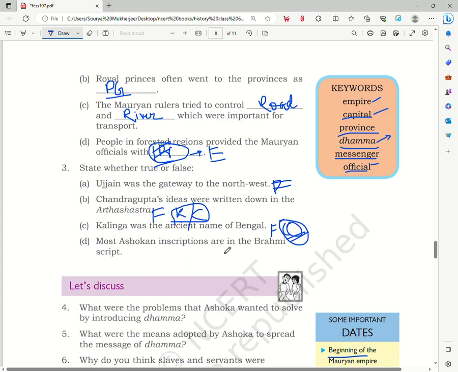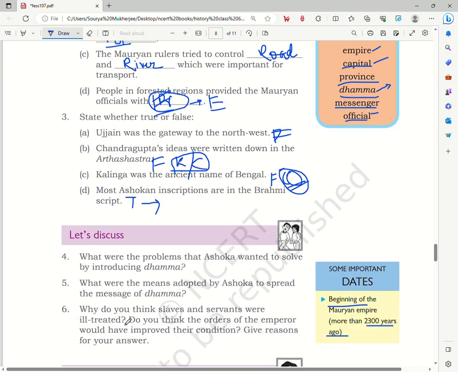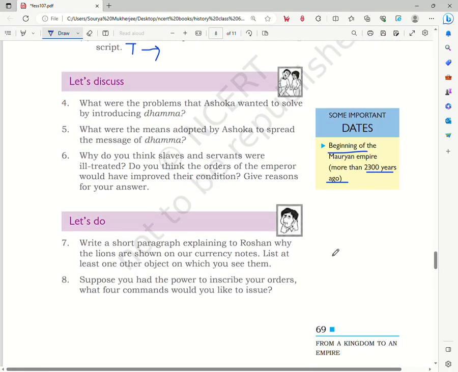Most Ashokan inscriptions are in Brahmi script. So yes, this is true that most of them are in Brahmi script, but in some cases Ashokan inscriptions are also in other scripts, such as the Aramaic script and, in some places, the Greek script. This is for the people who used to live in the particular area. The next question and answer, you can do on your own, guys.